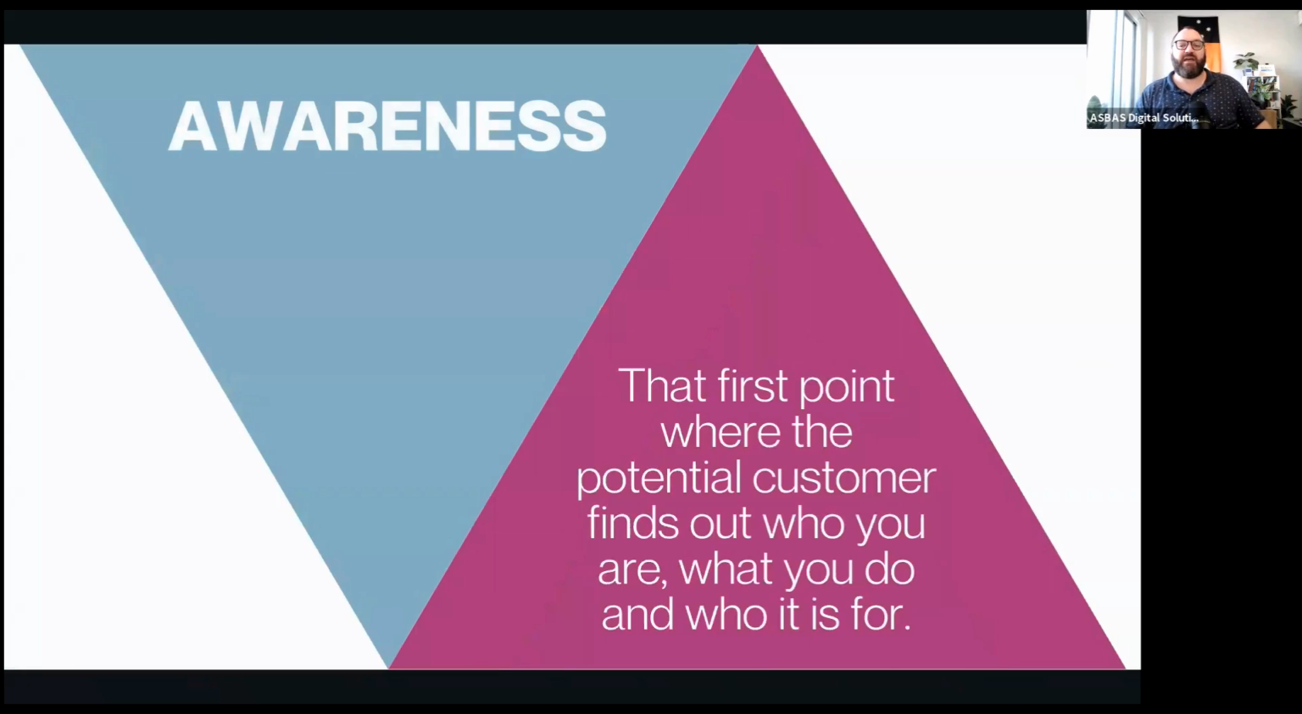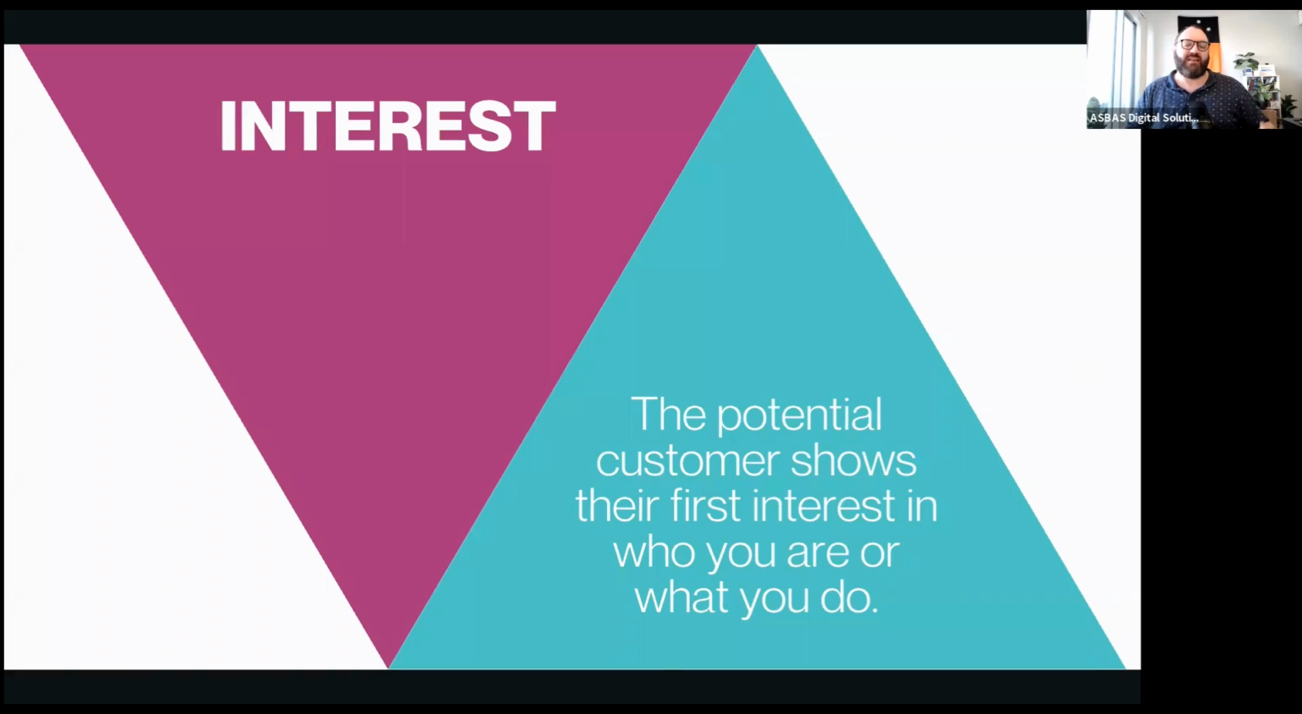Now, that can be explained as awareness, which is the first point where the potential customer will find out who you are, what you do, and who that is for. This is kind of like your area to do a bit of an elevator pitch, I guess, letting someone know who you are, what you do, and who it's for. Then secondly, we look at the interest level, which is where the potential customer now shows their first interest in who you are or what you do.